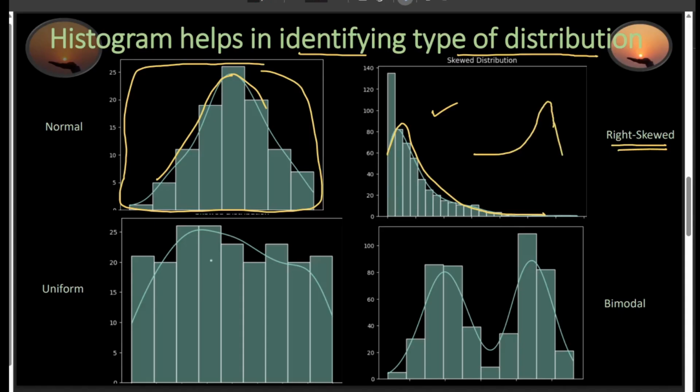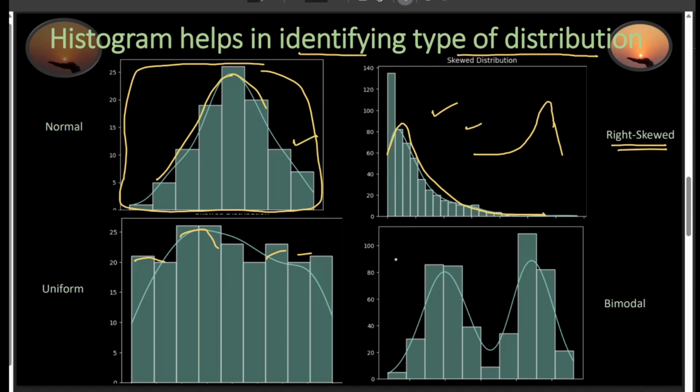Then look at this one. This one actually is pretty much uniform. So this is a uniform distribution because look at this. All your bars right here are pretty much uniform. They're pretty much constant. They're not changing too much. So they don't have this normal curve, and they don't have this skew either.